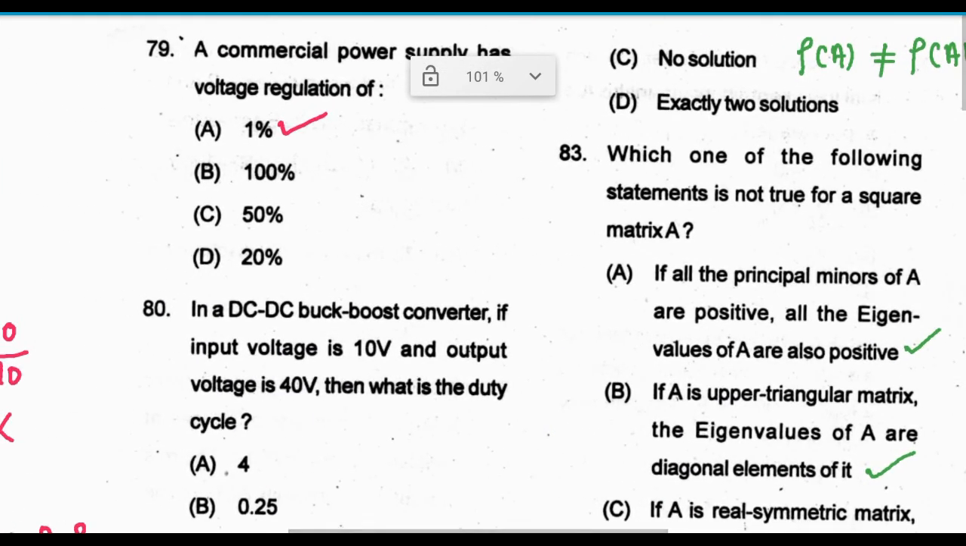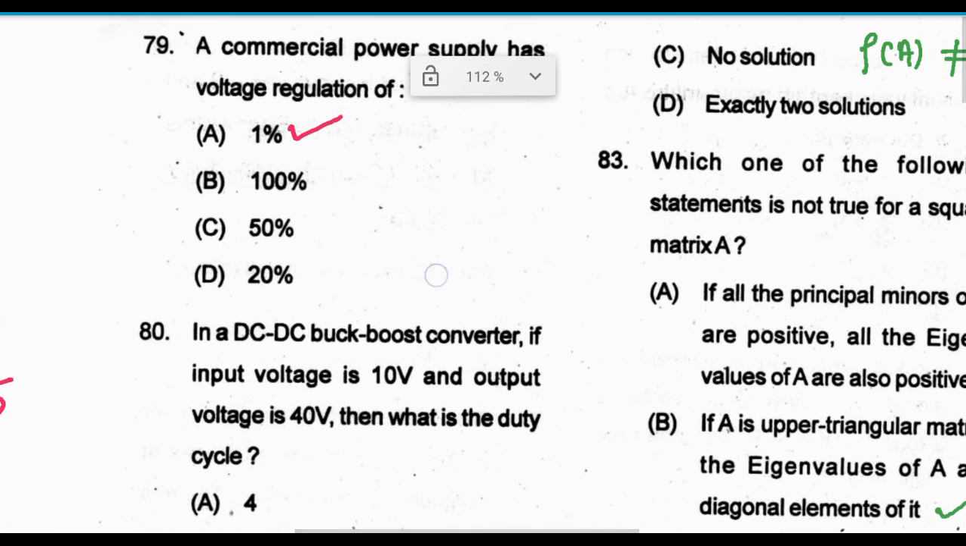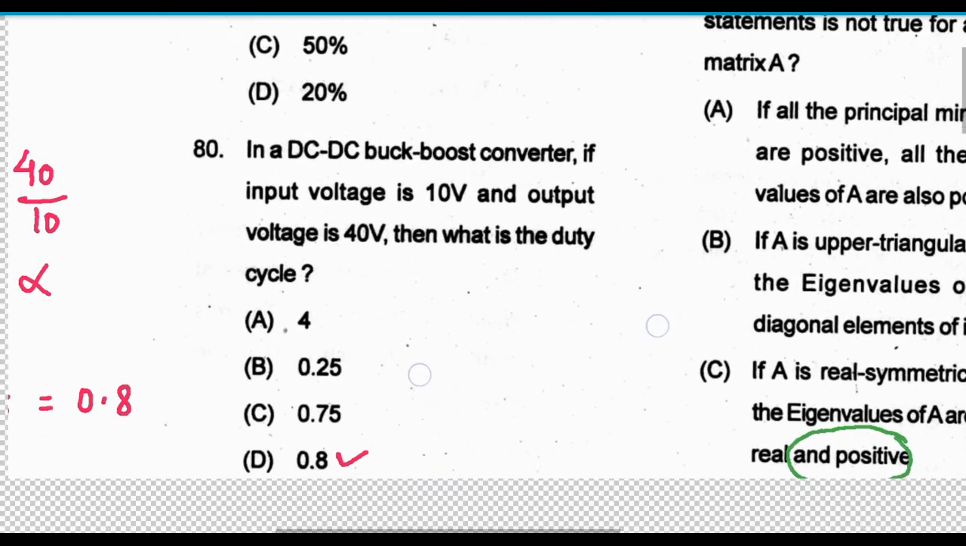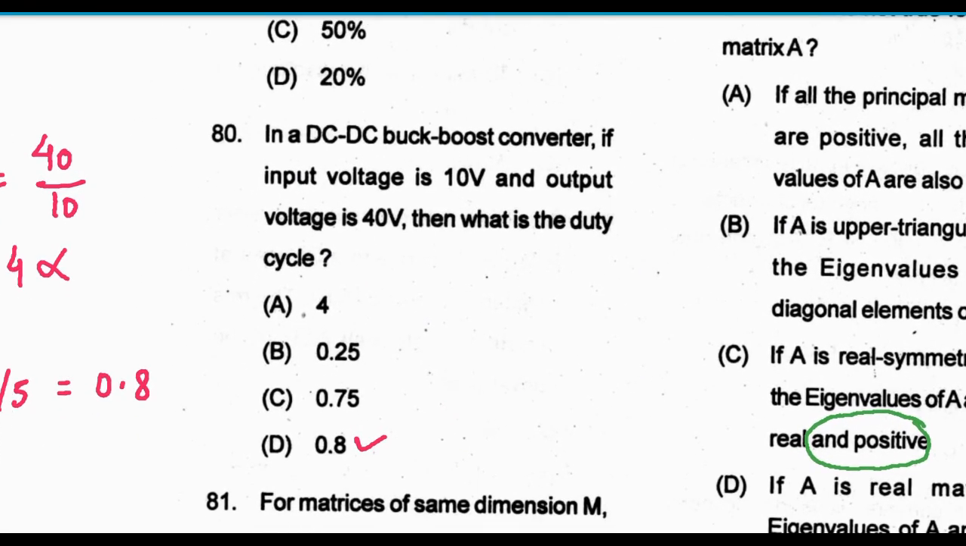Question number 79. A commercial power supply has voltage regulation of generally 1%. Question number 80. In a DC to DC buck boost converter, if input voltage is 10 volt and output voltage is 40 volt, then what is the duty cycle?